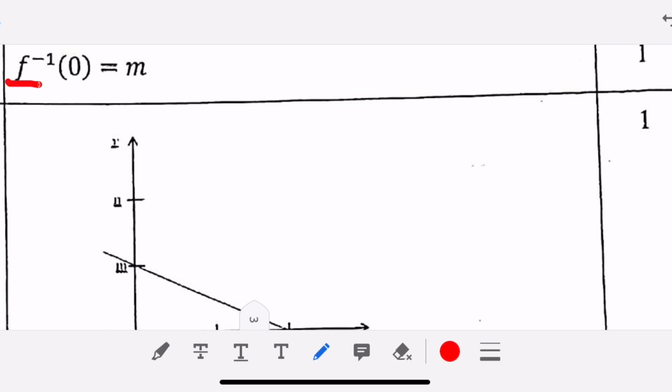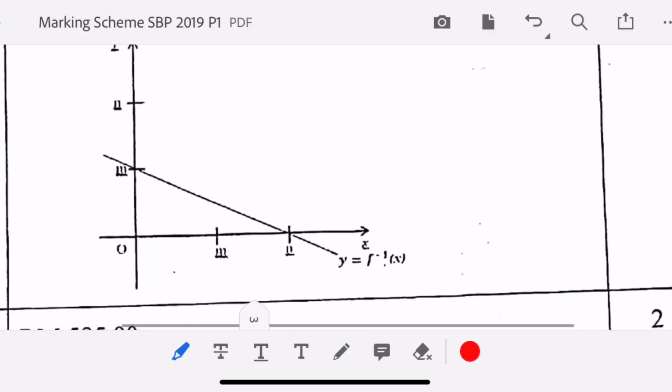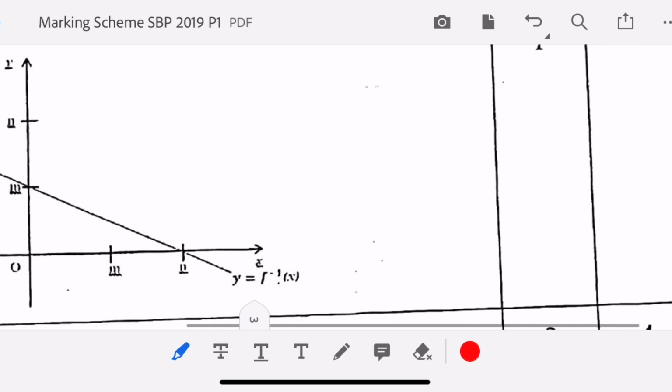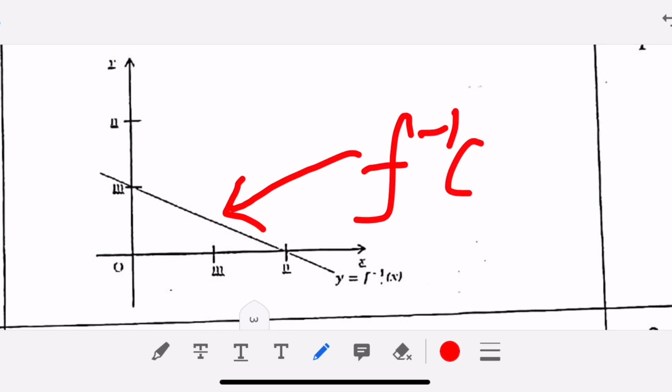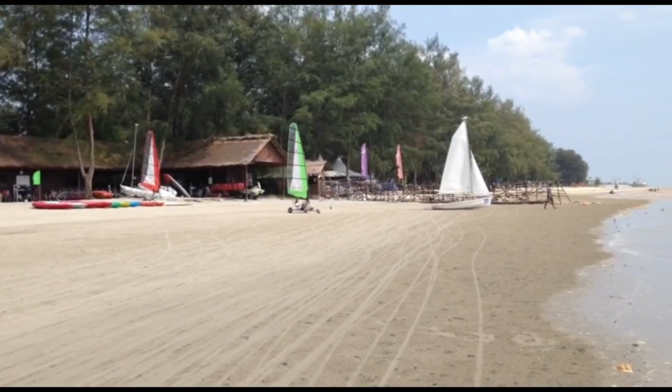So this question is quite important nowadays because it tests you on the real concept of the inverse function using the graph. If you can understand, that's good.